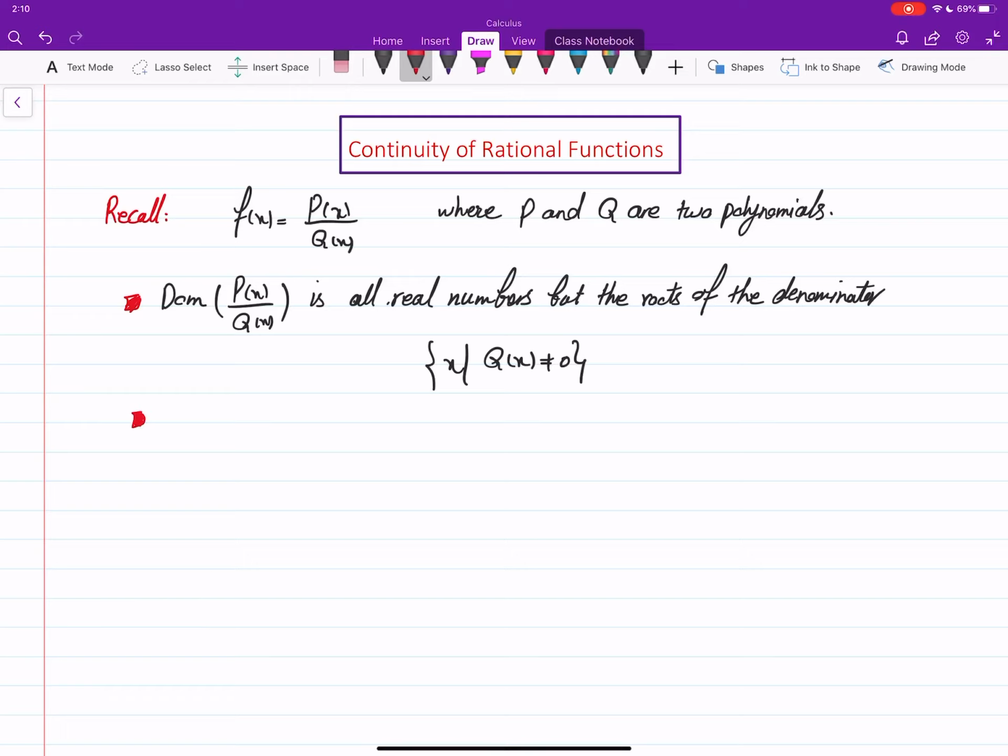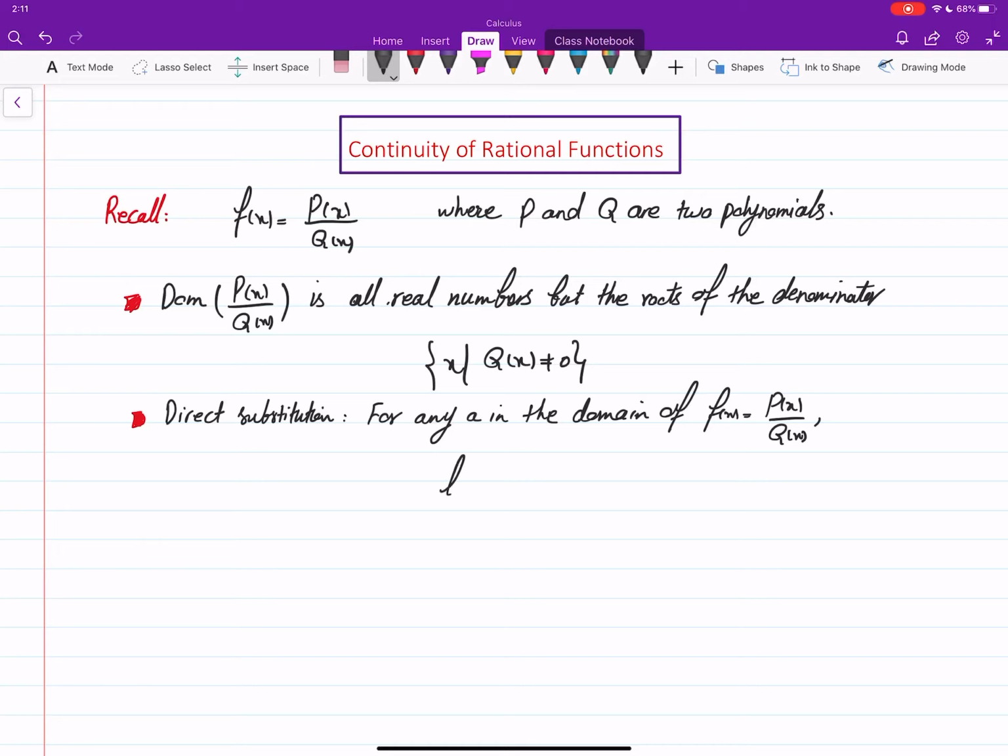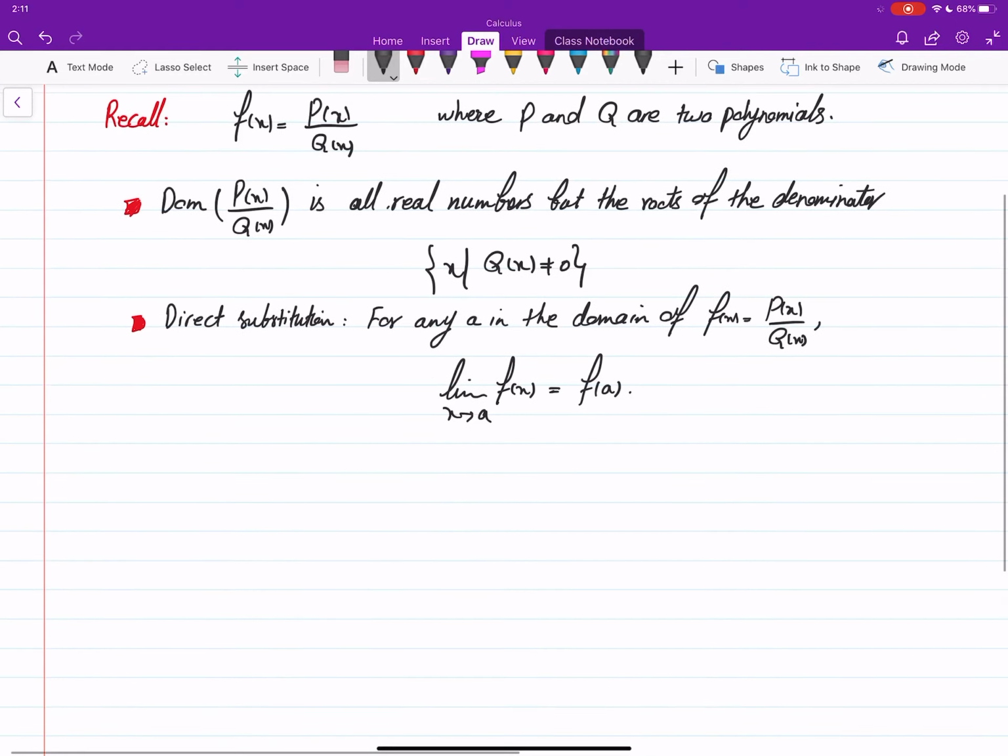And another fact that we learned was what we called the direct substitution property: when you're trying to find the limit of these guys, wherever they are defined, the limit is given by just direct substitution. These facts, basically from the laws of limits, give us that for any a in the domain of f, for these rational functions, the limit of the function as x approaches a is basically the same thing as evaluating the function at that point.